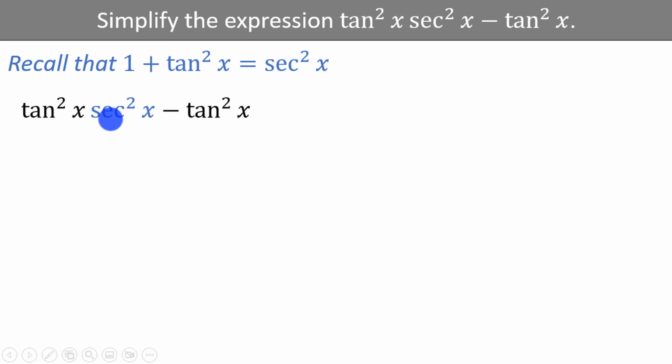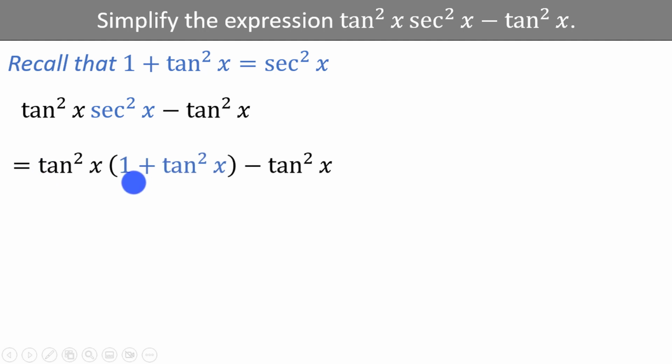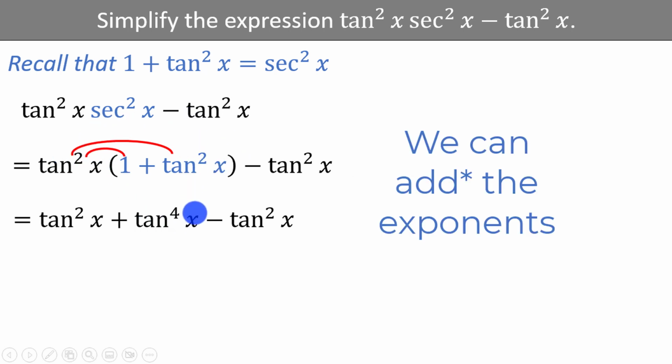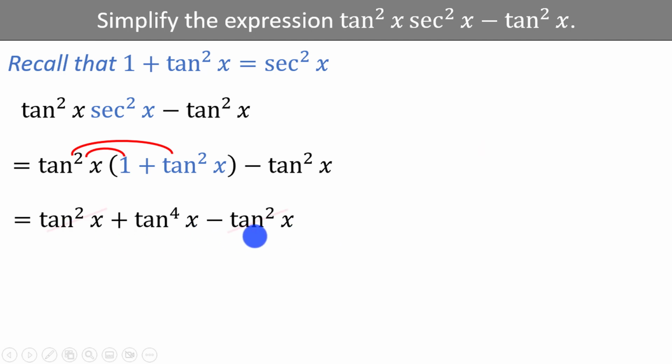So we have tangent squared times secant squared minus tangent squared. Let's substitute 1 plus tangent squared in for secant squared. We will have tangent squared times 1 plus tangent squared minus tangent squared. Let's distribute the tangent squared. We will get tangent squared plus tangent to the 4th power, since these are both to the 2nd power and we can combine the exponents, minus tangent squared. We have tangent squared and minus tangent squared, so those will cancel. Our final answer is tangent to the 4th power.